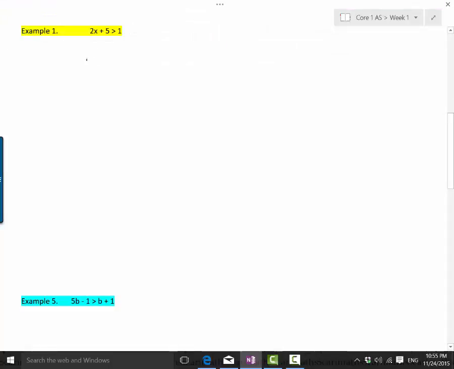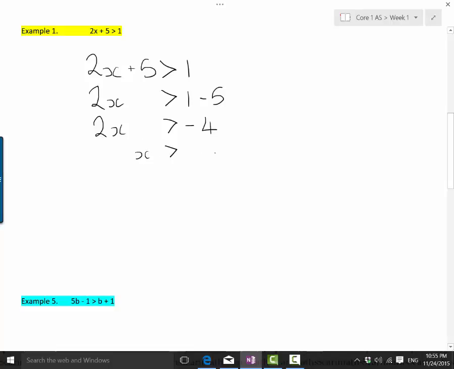Let's do it by keeping the inequality in there. So 2x plus 5 is greater than 1. Just like an equation, some people would say swap sides, swap signs, or you take 5 from both sides, however you want to solve it. But I'm hoping that just by looking here, you can see that 2x is greater than minus 4, so x has got to be greater than minus 4 over 2, so x is greater than minus 2.